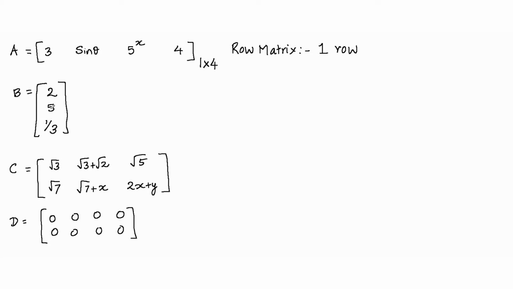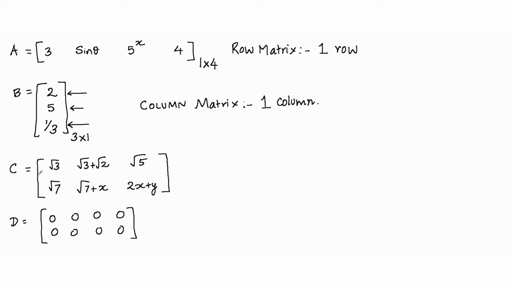B is arranged. There are 3 numbers which are arranged vertically. The number of columns here is 1. The number of rows is 3. This is the first row. This is the second row. This is the third row. So the order of this matrix is 3 by 1. The number of rows could be anything, but if the number of columns is 1, such a matrix is called a column matrix. So let us define a column matrix. Column matrix is that matrix which has 1 column in it. The number of rows could be n.